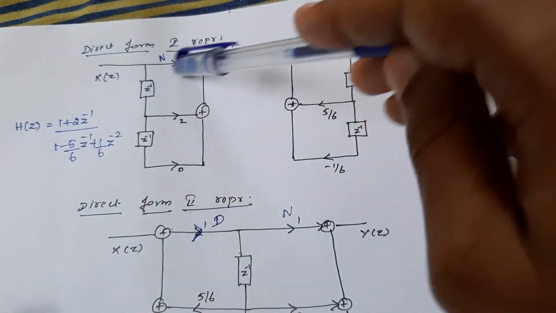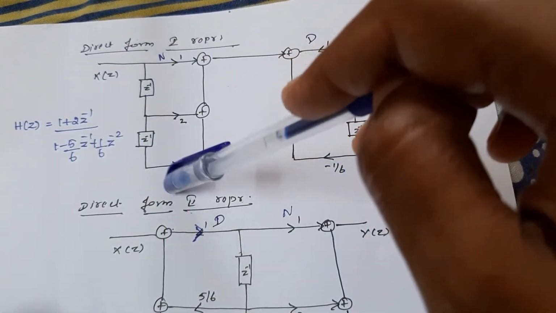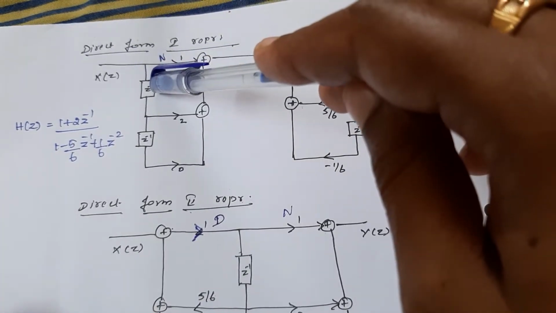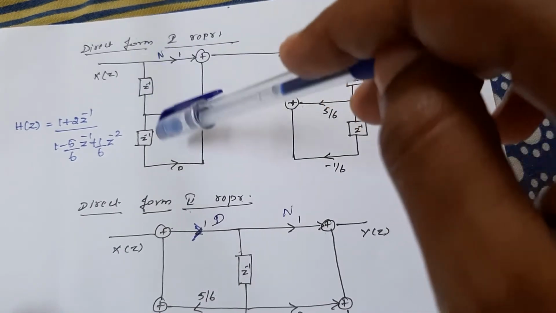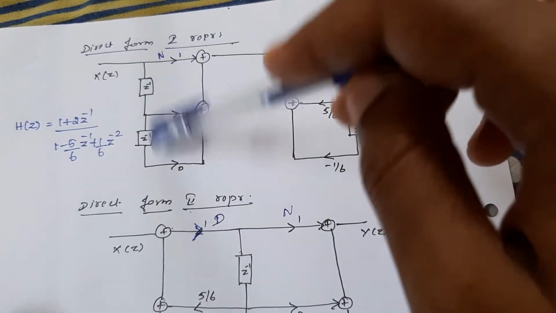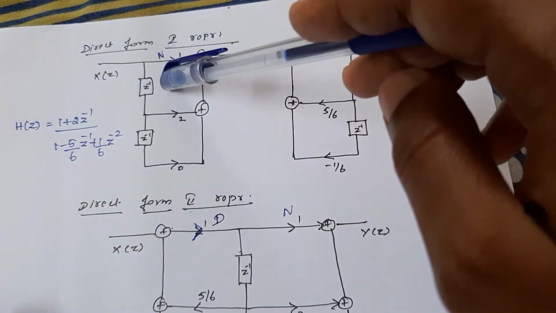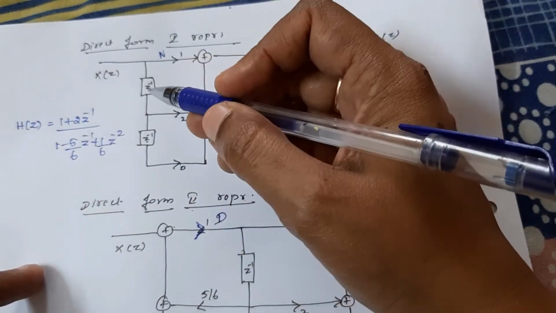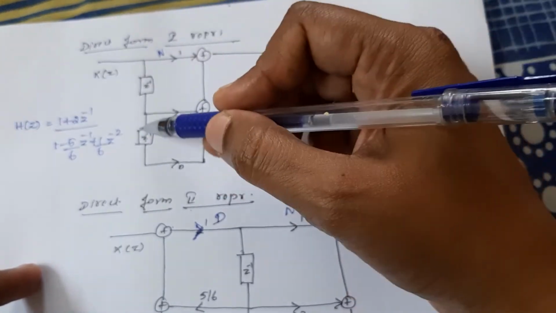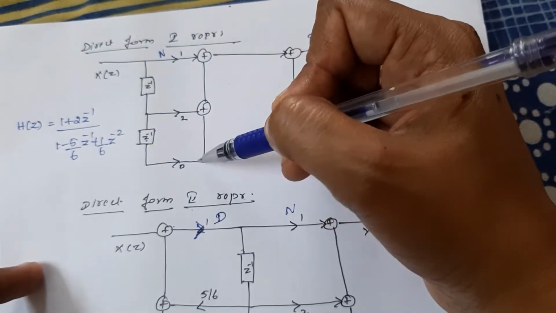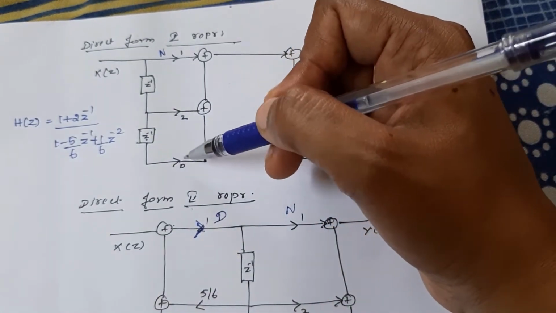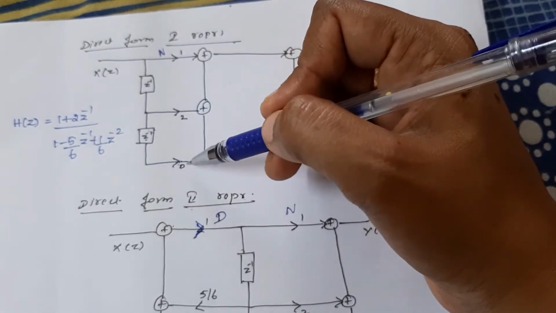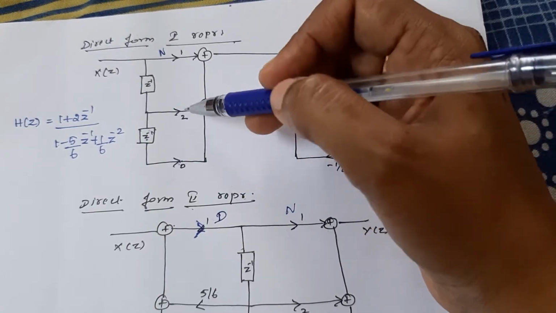What is the numerator value? 1 plus 2 z inverse. So 1, 2, and the other value is 0. So 1 plus 2 is z inverse, so the lower one is z inverse. The next value is 0 into z inverse. There is only one z inverse. You need not draw this block, or if you draw it, it also doesn't matter; if you draw it, the value is 0. If you are not drawing it, there is no problem. So the value is 1 plus 2 z inverse.